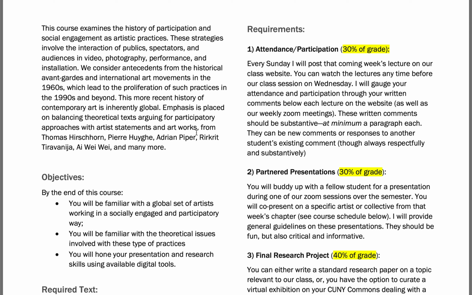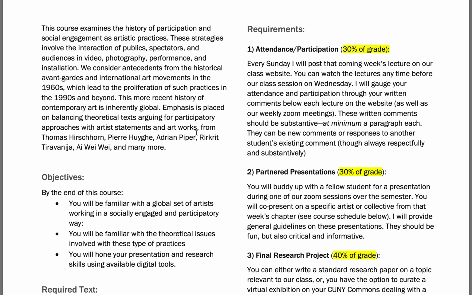So these written comments should be substantive, at a minimum about a paragraph each, and you can write more than one, right? I realize with these kind of things that if you're just trying to get your attendance, you'll just go in and write a few things and just be careless and just get something down.